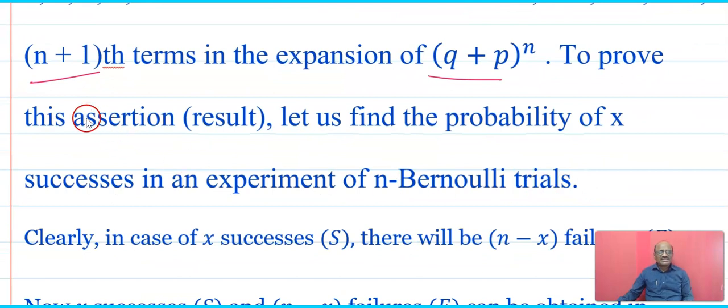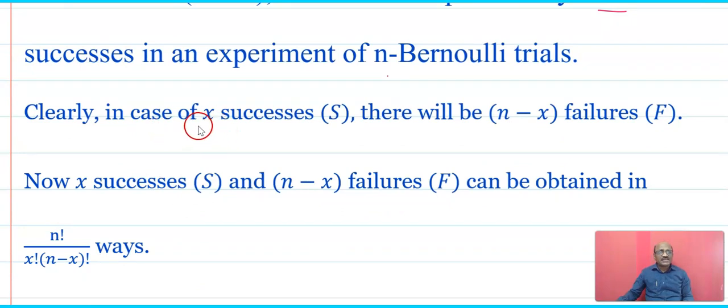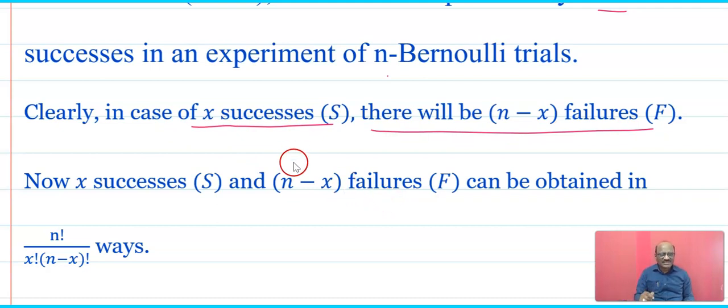To prove this assertion, that is this result, let us find the probability of X. In this way, probability of X successes in an experiment of n Bernoulli trials. मध्येच कुठेतरी तो X असेल आणि ते सक्सेस आपण आता फाइंड आउट करणार आहोत. Clearly, in case of X successes, there will be n minus X failures. कारण की टोटल किती तर n आहे. X success असतील तर फेल्युअर्स किती असतील तर n minus X.